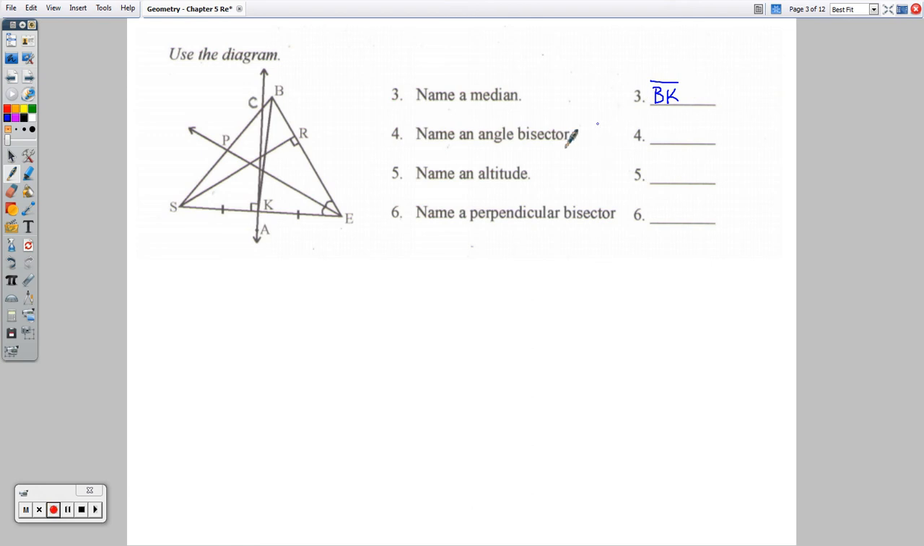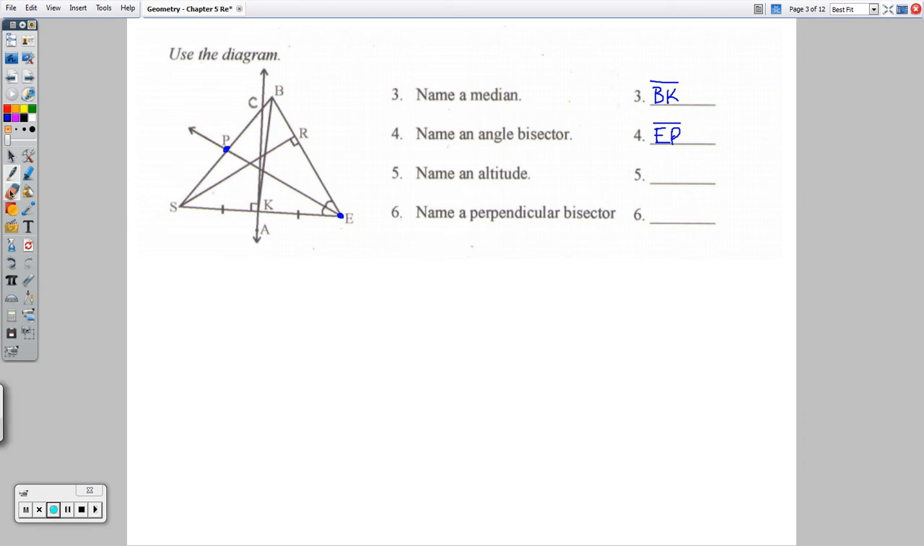Name an angle bisector. So we're looking for angle marks that are definitely congruent. That's down here. So we have to say E, and we could say P is part of that ray or on that ray. So you could say segment EP, and ray EP would be acceptable as well. We could say segment PE, but we cannot say ray PE because that's going to go this other way.